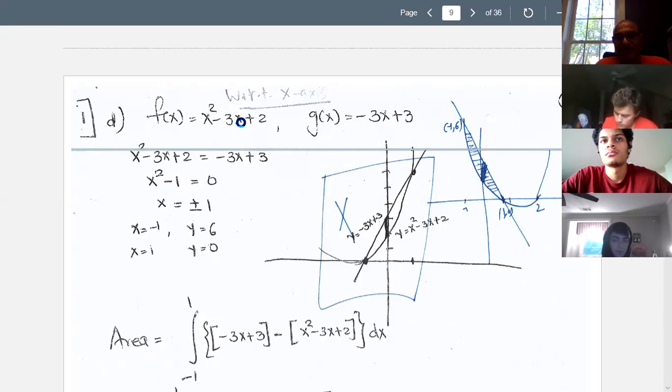So x squared minus 3x plus 2, right guys? You can make a perfect square and then you can draw the picture like this. So this is the parabola. Okay, and the straight line is like this. The top function is the straight line.